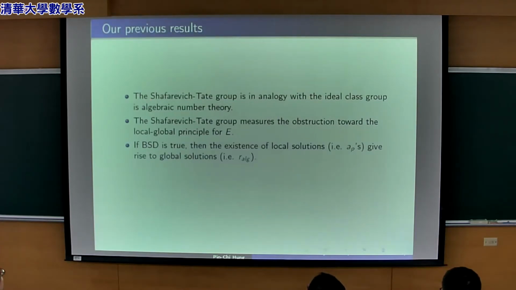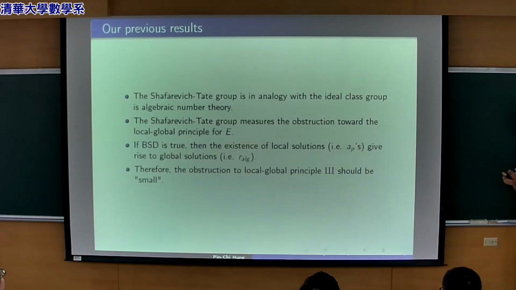So what's the position of the Sha group here? The Sha group measures obstruction. If the obstruction is big, local solutions are difficult to combine to become a global solution. If the obstruction is small, then local solutions more easily combine to become a global solution. BSD uses those local solutions to get some function and analytic continuation to give you information about the value at one. So BSD basically tells you how local solutions contribute to global solutions.